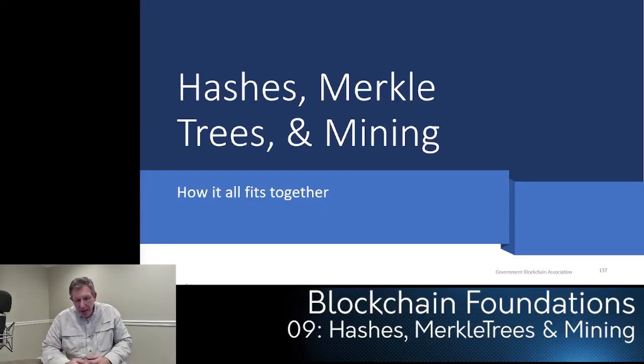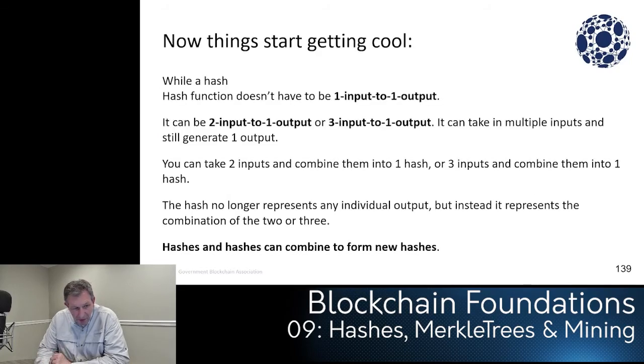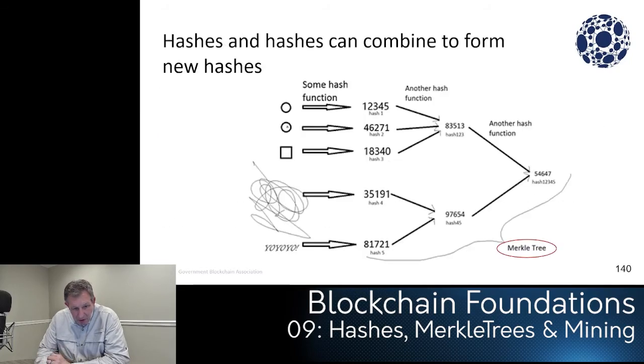Okay, let's talk about hashes, the Merkle tree, and mining, and how it all fits together. It's important to understand that hashes, again, like we said, are unique identifiers. They can be tied to a specific transaction statement, right? They can't be tied back, and knowing one transaction statement doesn't give you any more information about knowing the second or third. So I'm going to go straight to this slide because I think it starts to explain it.